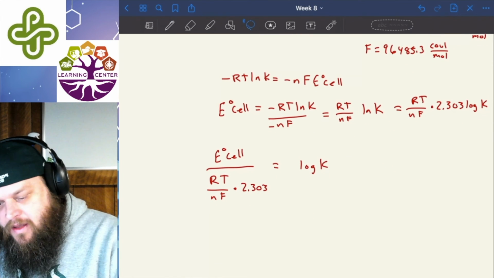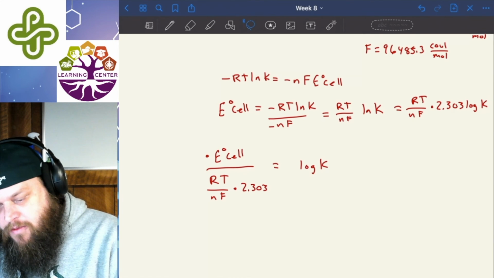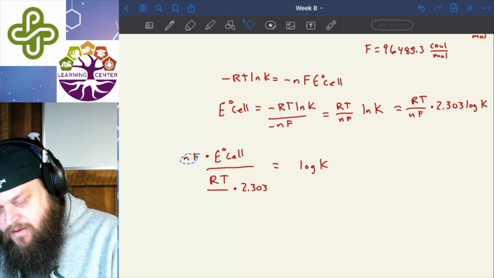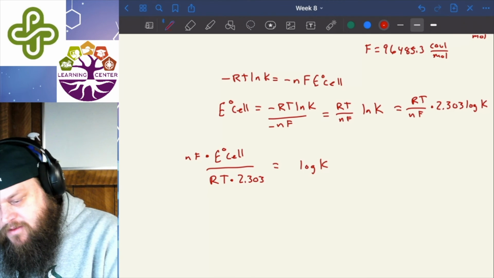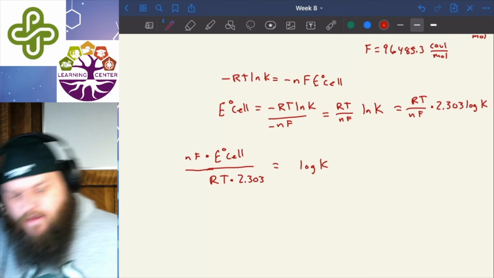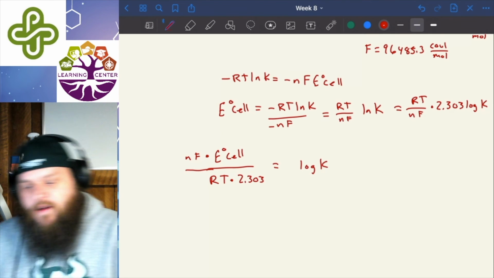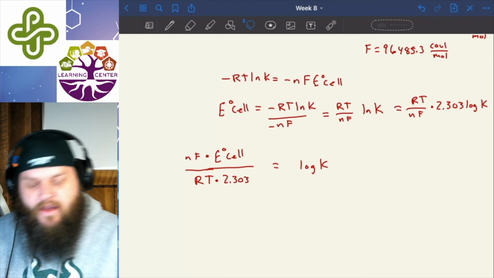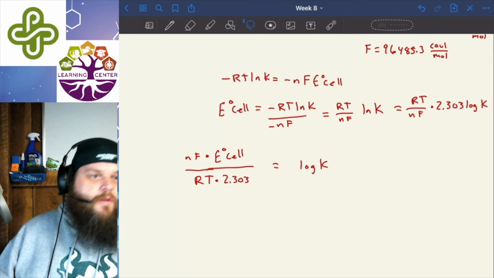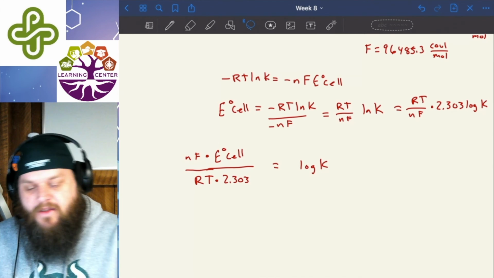When I do that, I'm just going to maneuver my math around here. My N and F can move up to the top there, and I'm left with something along the lines of this, where the moles times the Faraday constant times the cell potential, all divided by the gas constant times the temperature times that change of base formula, 2.303, is going to equal the log of K, log base 10.